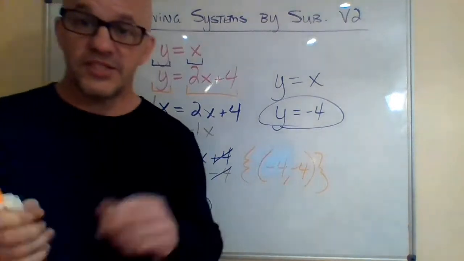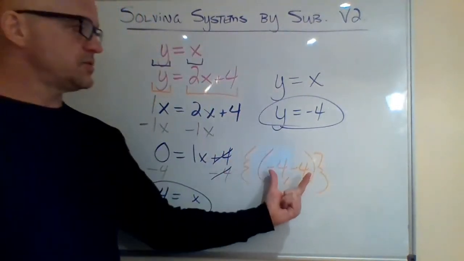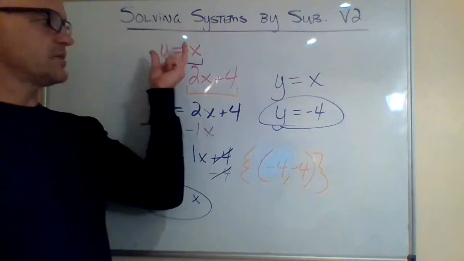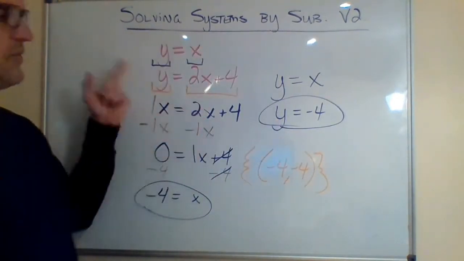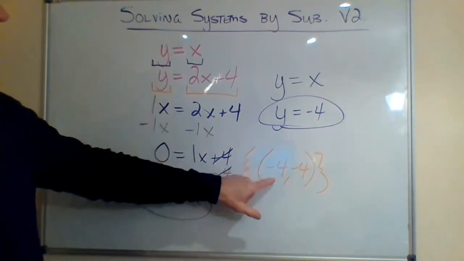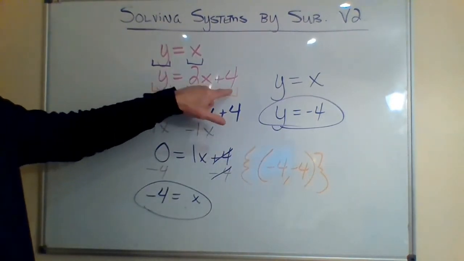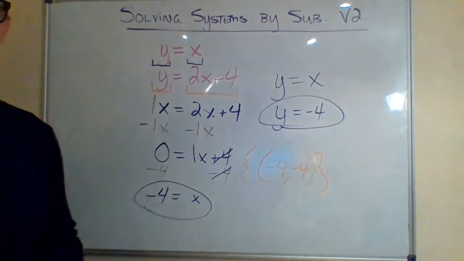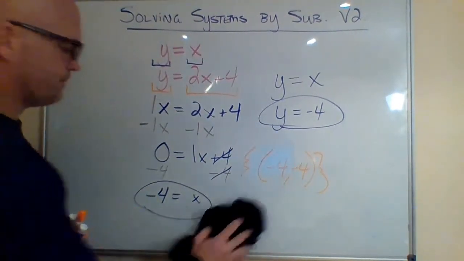Remember, if you want to check, if you're like, I don't know if this is 100% correct, simply take those two solutions. Since we used the y equals x to find y, go back up to this guy and put it in. If you notice, if I put a negative 4 in for y, I would have negative 4 here. If I put a negative 4 in for x, 2 times negative 4 is negative 8, plus 4 is negative 4. So negative 4 would equal negative 4. So we can check our answers. Let's do another.